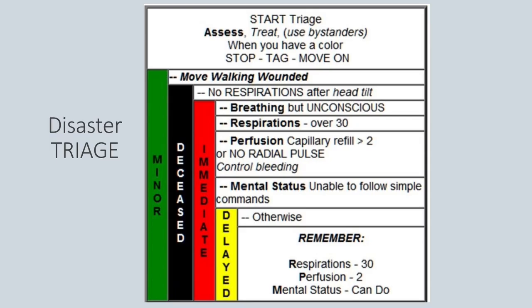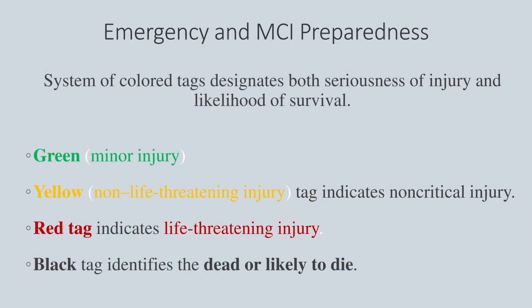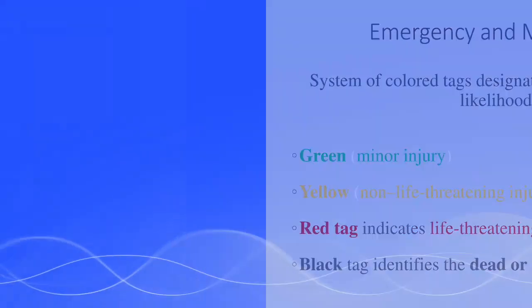And then people who are yellow are people who are going to be able to have delayed care, fractures, things of that nature. We're going to talk about that. So green is your minor injuries, yellow is your non-life-threatening, non-critical injuries, red is your life-threatening injuries, and black identifies your dead or likely to die.